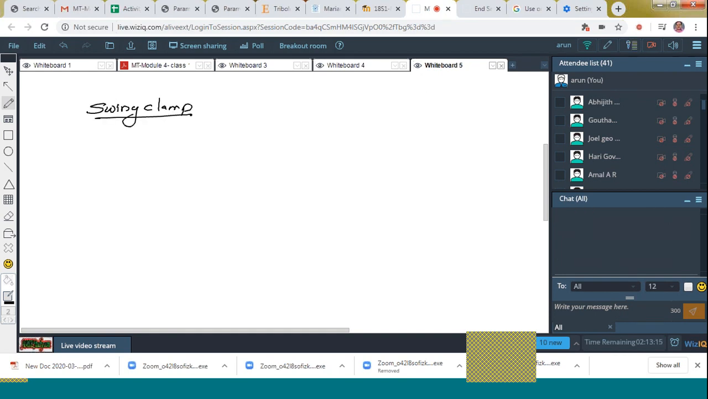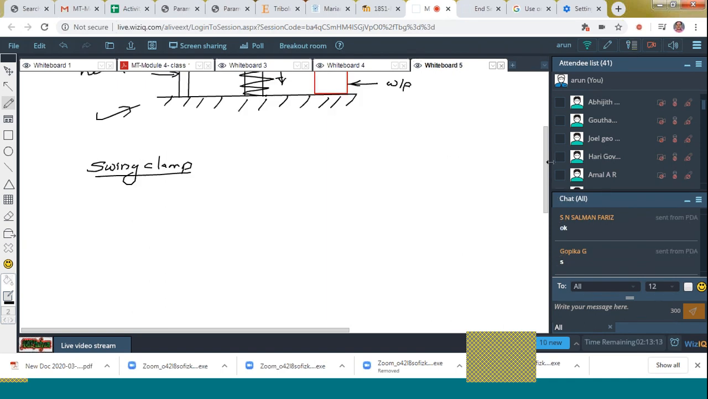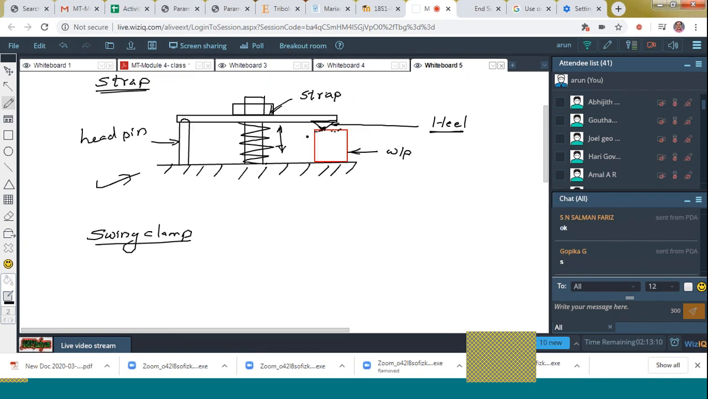Here, in the above case, you can see that it is very difficult to unload and load the workpiece. If it is a heavier one, it is very difficult to take it upward or slide it in this direction. If the strap clamp is rotated about this axis and can be moved in this direction, that will be much easier. That is possible with the help of the swing clamp. So in the case of a swing clamp, it will be like this.